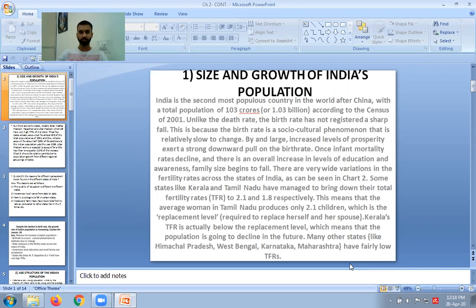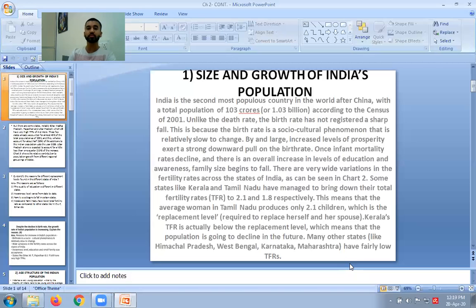Look what happens. Now we all know that the death rate has declined. Why has the death rate declined? Because there is availability of good health and medical facilities. There are hospitals and other medical institutions that are now available in our India, right? So with that, we were able to stop the death rate. But the birth rate has not come down.